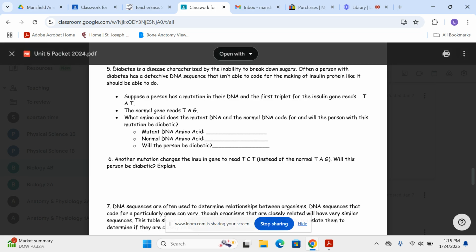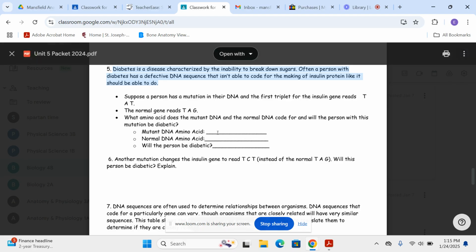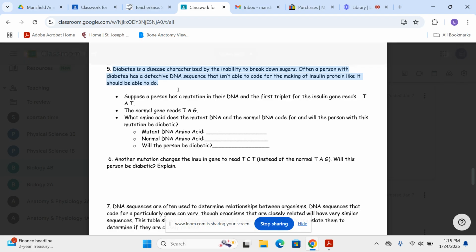Here, we are then going to look at a mutated gene versus a normal gene and see whether or not they make the same exact amino acid. So it says diabetes is a disease characterized by the inability to break down sugars. Often a person with diabetes has a defective DNA sequence that isn't able to code for making of insulin protein like it should be able to.